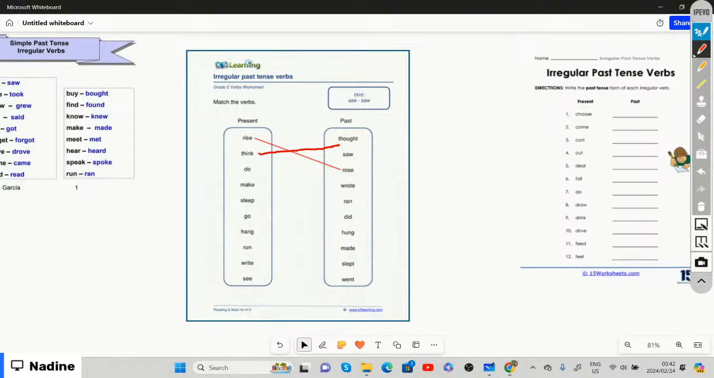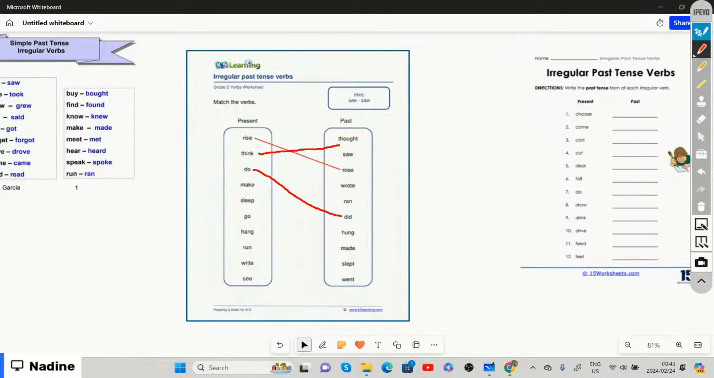Do. What is the past tense of do? And the past tense of do is did. So yes, well done. Did is correct.